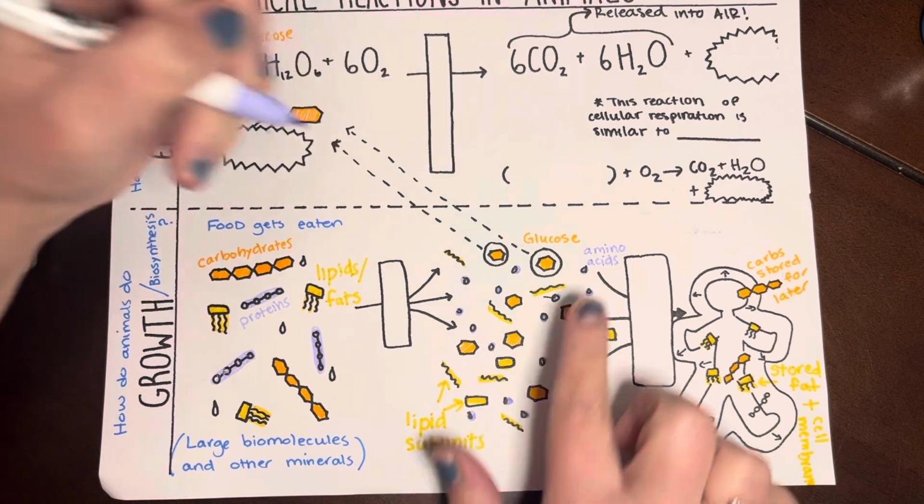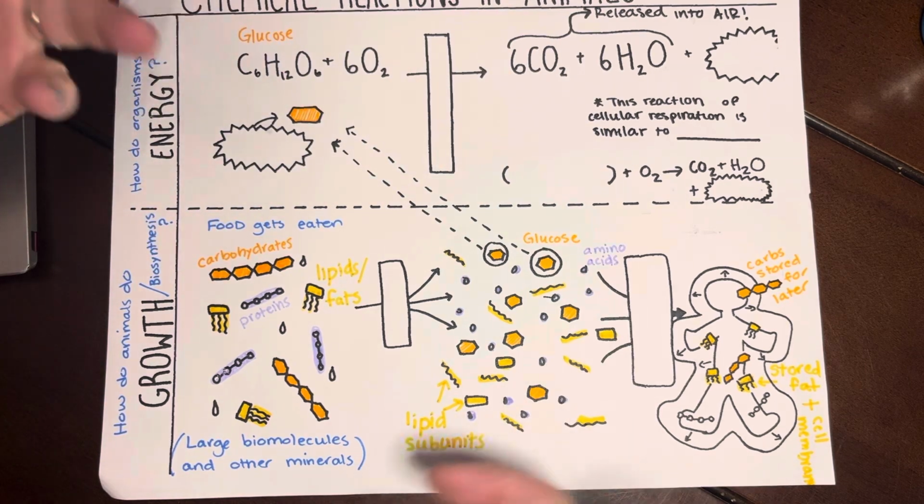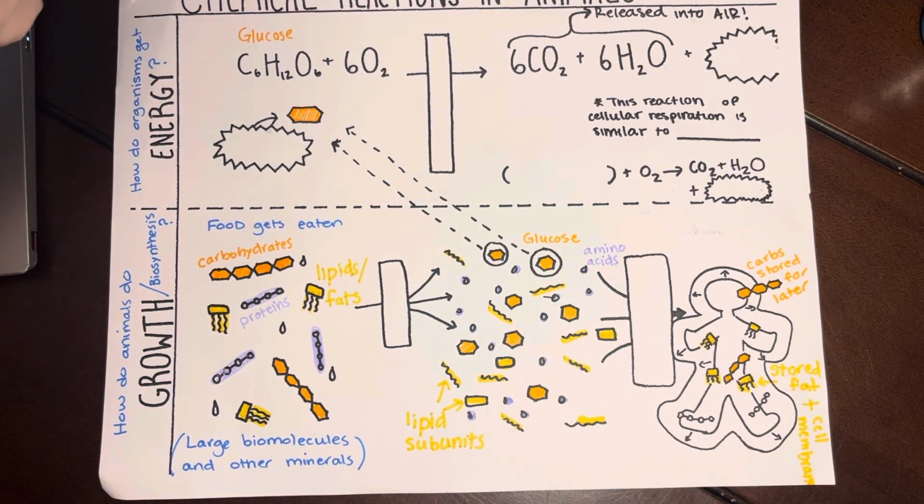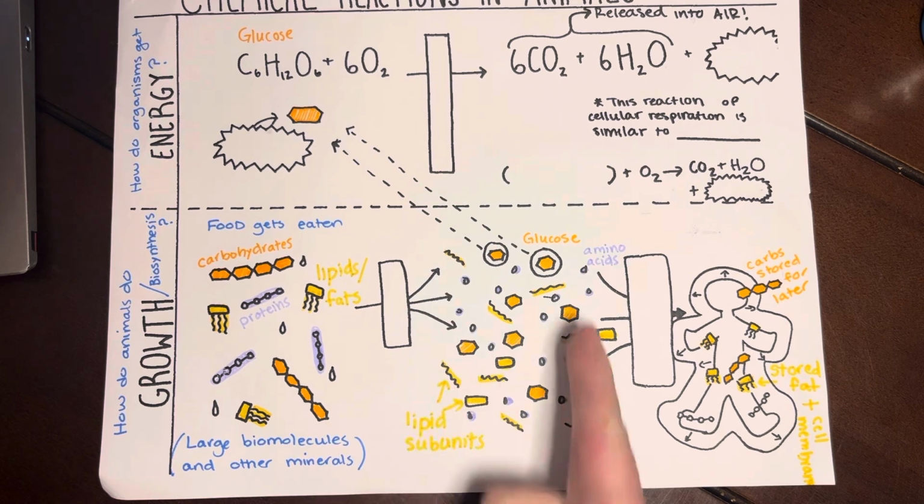We're not going to focus on the subunit of protein, the amino acids, very much in this unit because we're mainly focusing on cellular respiration, but we're going to come into proteins and amino acids a lot more in upcoming units when we talk about DNA and making new cells and growing an organism. So you've broken up all the pieces.